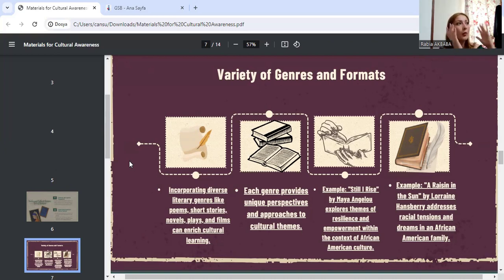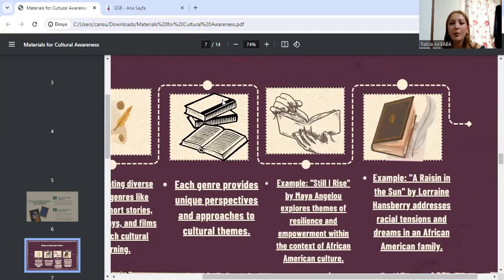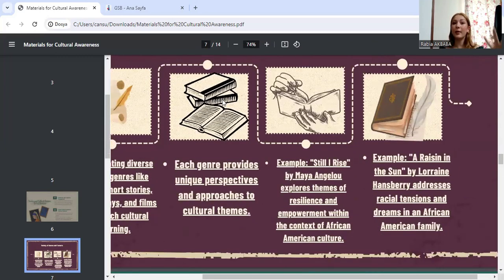Everyone has their own perspective, their own life story, and it's so effective and rich for literature and cultural awareness. And I have two examples for you. Since we are teaching English, I gave them examples of American families or American culture.